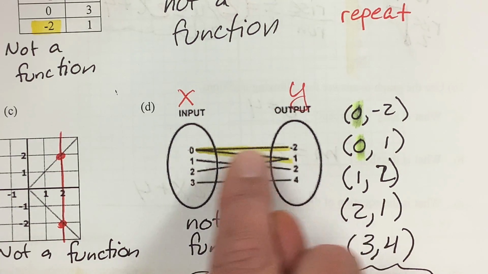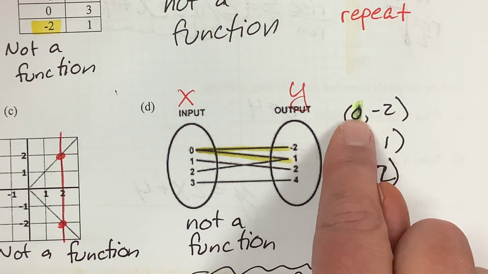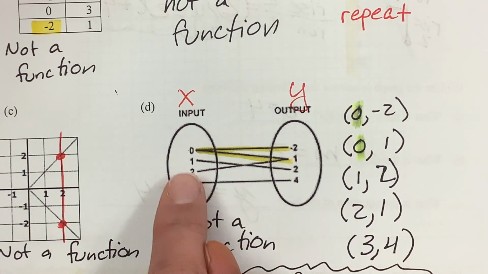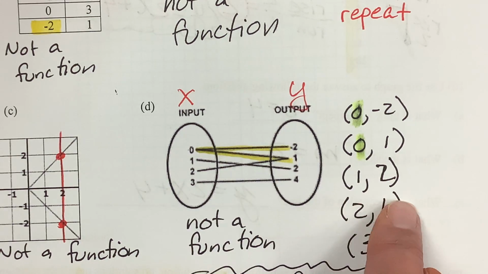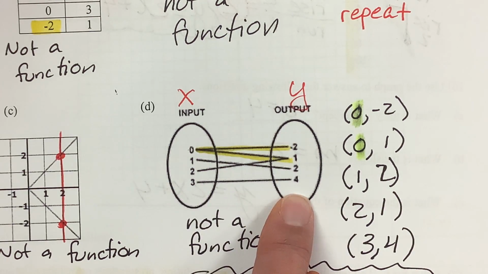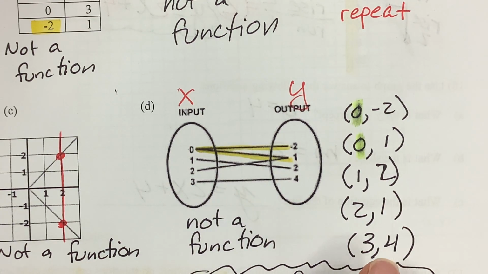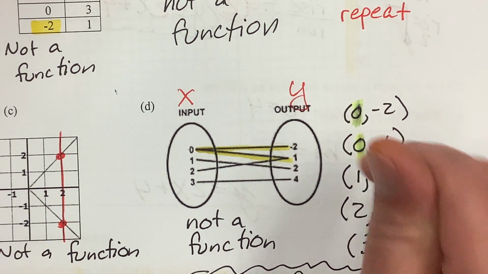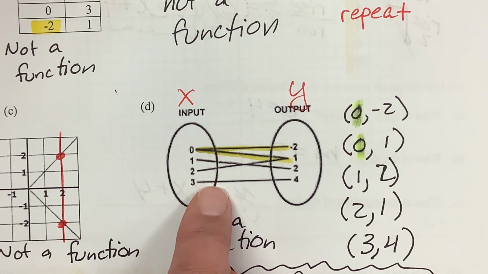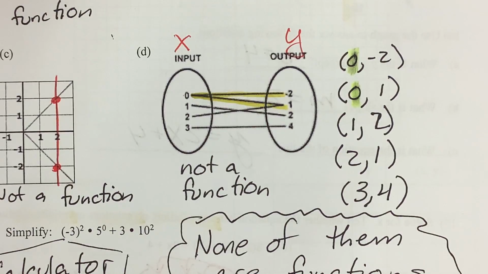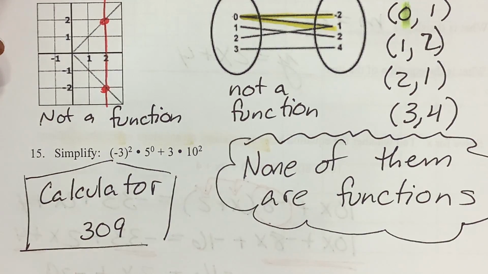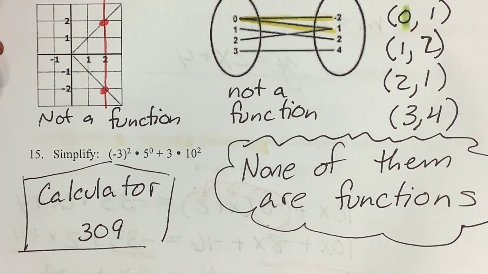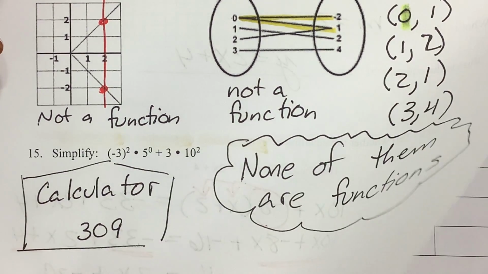0, -2, 0, 1, 0, -2, 0, 1, 1, 2, 1, 2, 2, 1, 2, 1, 3, 4, 3, 4. I have the 0 repeating. That's not a function either. None of them are functions. That was a trick question. This one is a straight up, put that in the calculator, get an answer. Don't stress yourself out. Low stress math.